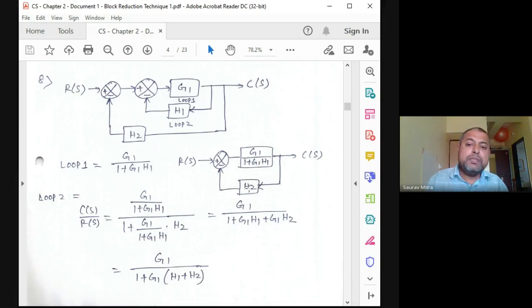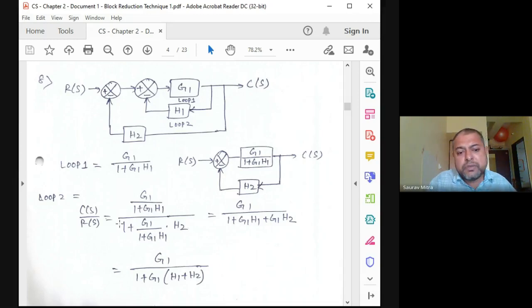Now what will be the C(s) by R(s)? It is G divided by 1 plus G into H2. And what is G? G was previously found as G1 by 1 plus G1 H1. So instead of G, you substitute G1 by 1 plus G1 H1, divided by 1 plus G into H2, where again you substitute G1 by 1 plus G1 H1. And then you have to do this kind of multiplication. So how to do this multiplication? It's very easy. Don't get confused.